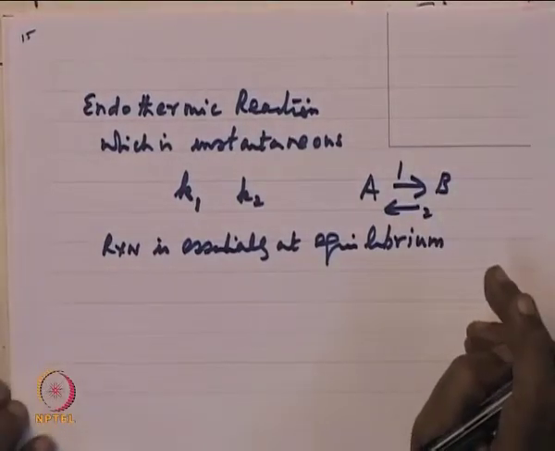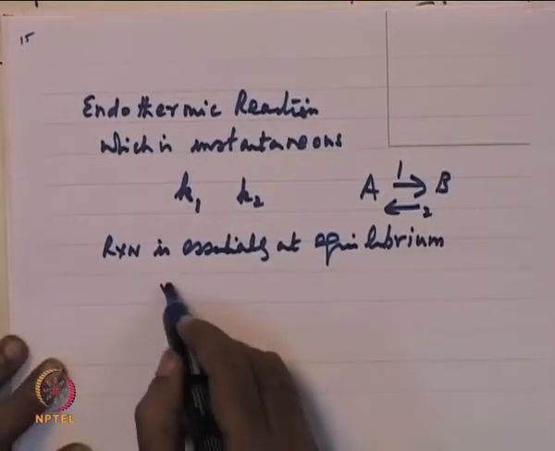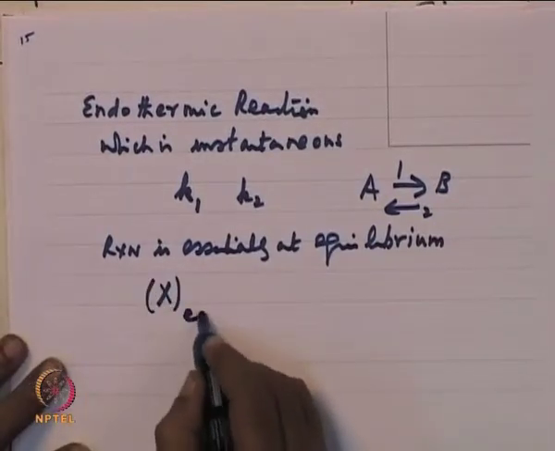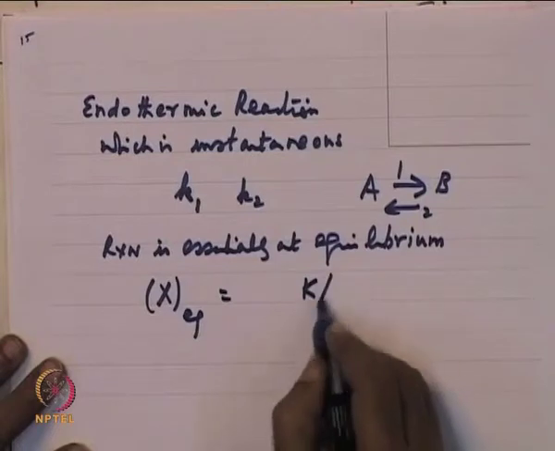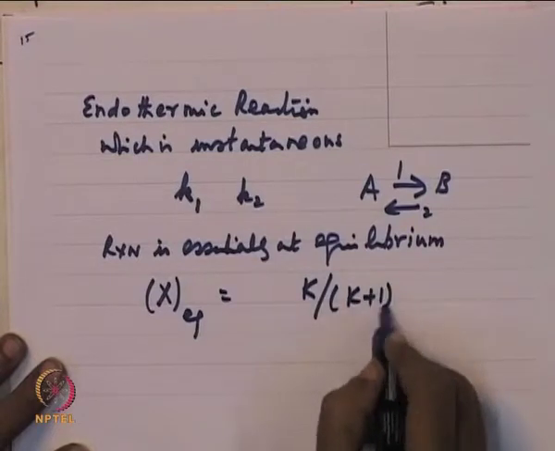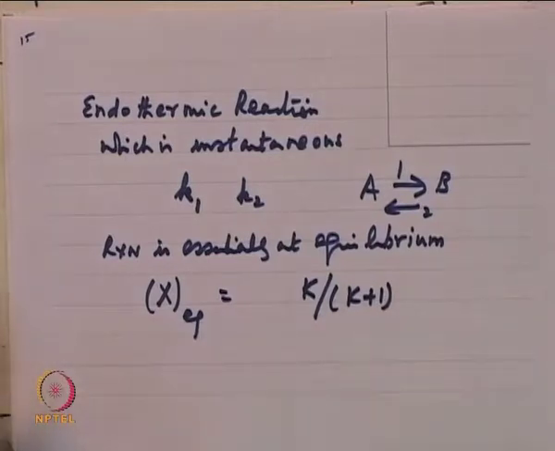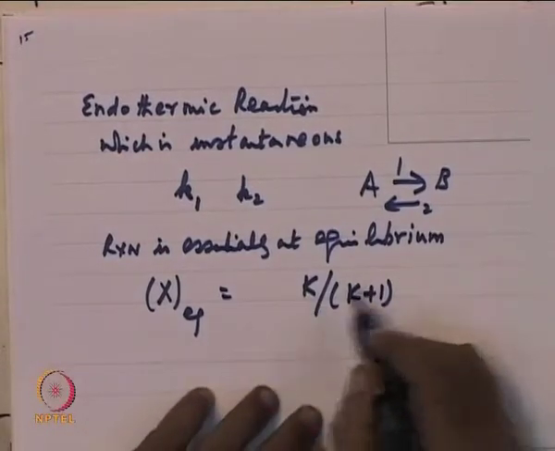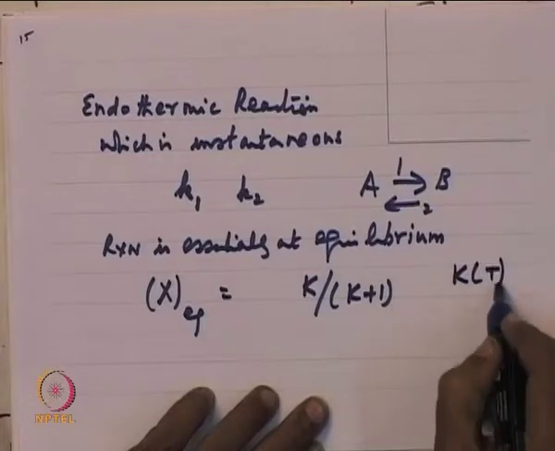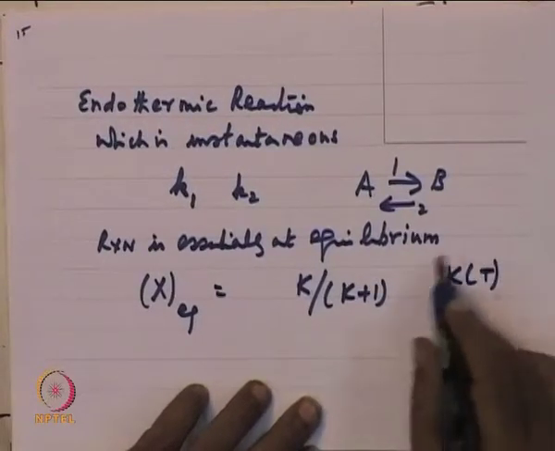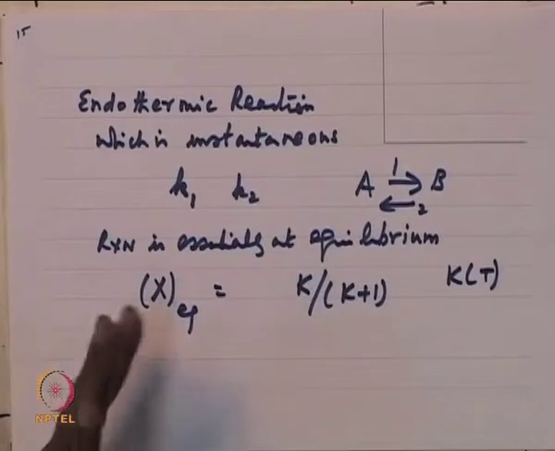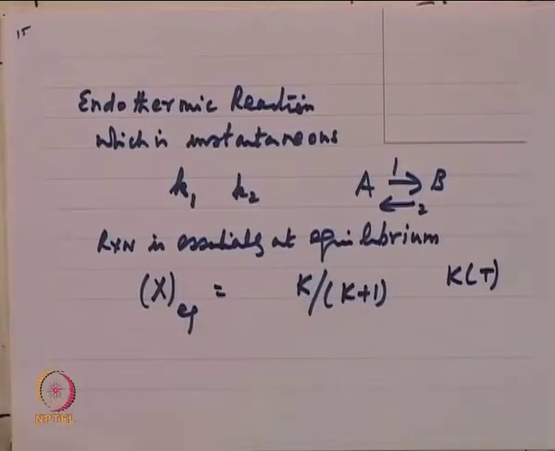So, if a reaction is at equilibrium, what is the conversion at equilibrium? We have done all these things, so I will write down the answers. If the equilibrium constant is K, then conversion is K by K plus 1. And K is a function of temperature. This dependence on temperature comes from our Van't Hoff's equation. We know how K depends on temperature and so on.